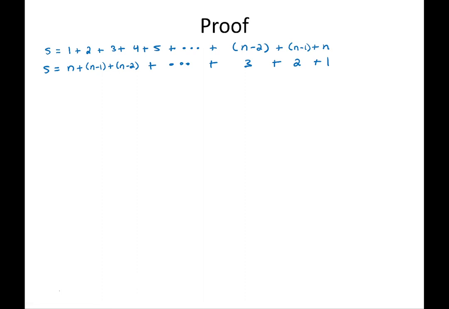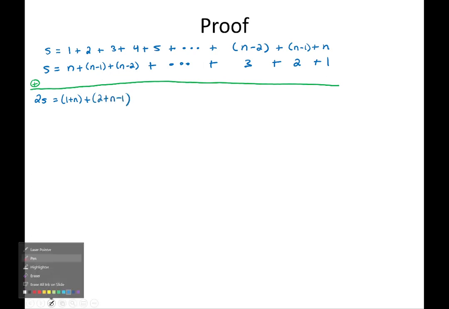And again, the reason why this is true, this is still equal to S, is because the order of summation does not matter. Next thing I'm going to do is I'm going to add these two equations to each other. So I'm going to add equation 1 to equation 2. On the left-hand side, they're both equal to S. So S plus S, we get 2S. On the right-hand side, we get 1 plus n plus 2 plus n minus 1. So what I'm doing is I'm adding them in columns.